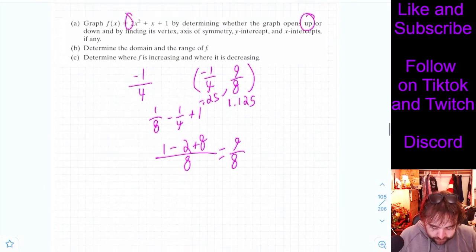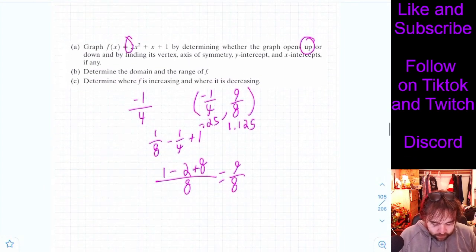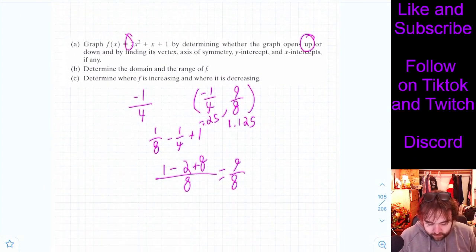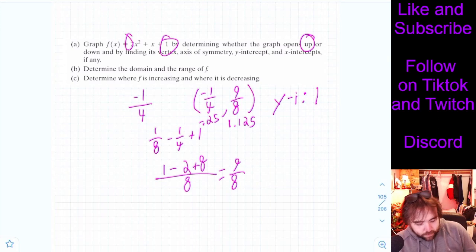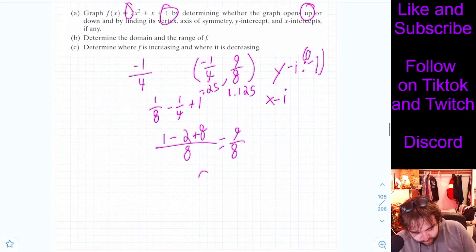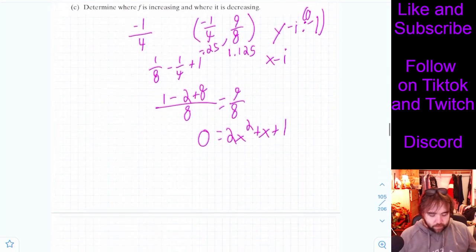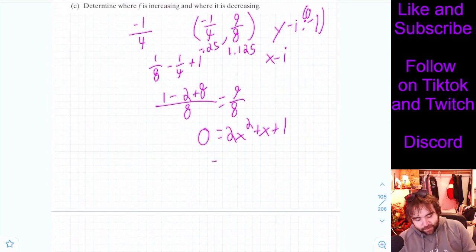So that's our vertex. And then we just need real quick our x-intercepts and our y-intercepts. So easiest is the y-intercept. The y-intercept is going to be 1. As you plug in x equals 0, you get 1. 0, 1. The x-intercept, let's see. So we got to go 0 equals 2x squared plus x plus 1. Can we factor? No. Quadratic formula. Negative 1/2. Well, no, not negative 1/2.